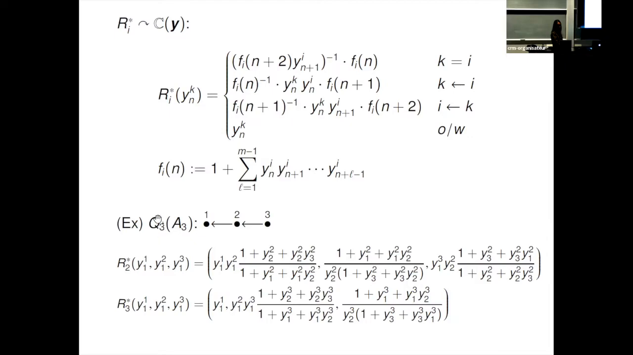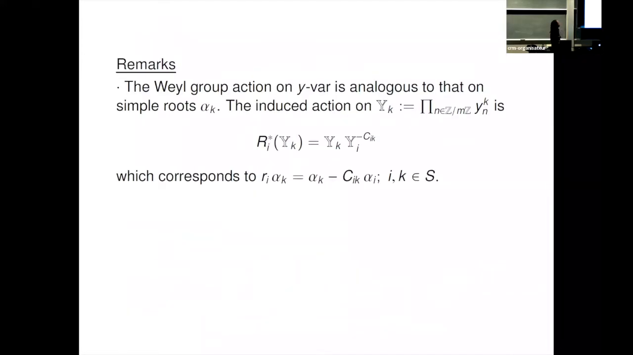I'm sorry that we don't have Q4 here because the formula is very long, so I want to reduce the length of the formula. So this is the formula. You see that the action of R on Y variables depends on the linking quiver very much. For example, in the linking quiver, 3 and 1 are not connected by an arrow. So in this case, Y1 isn't changed. This property is summarized in the following way.